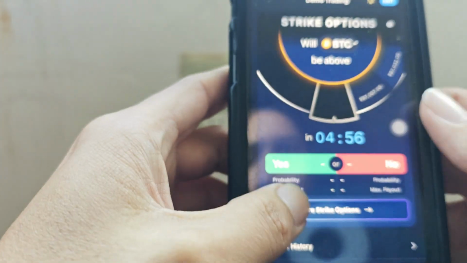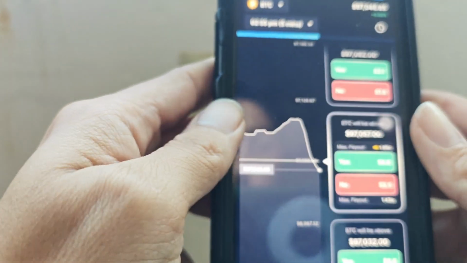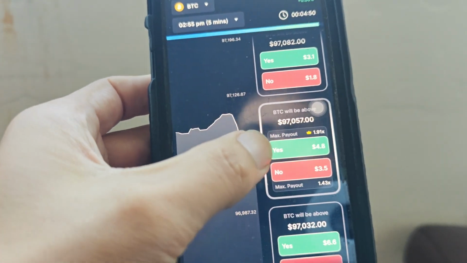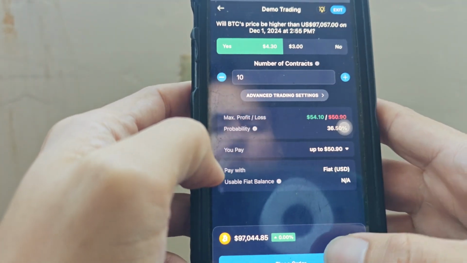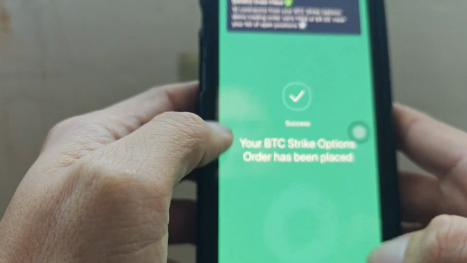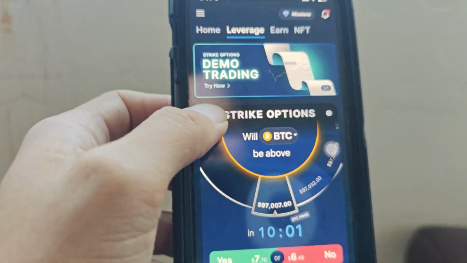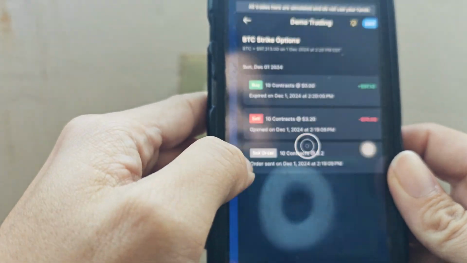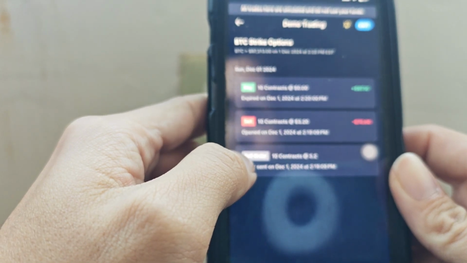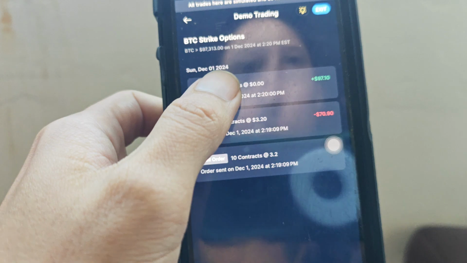Let me go back here. Let's see. Okay, so looks like it's better now. Let me just focus. All right, let me just do one here. Boom. I just placed a trade, right? Demo. It fills. So here it is. Where's the trade right here? Okay, so this is all demo. Buy 10 contracts, sell. There we go.